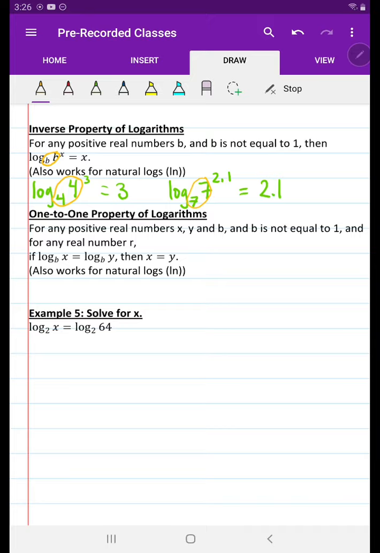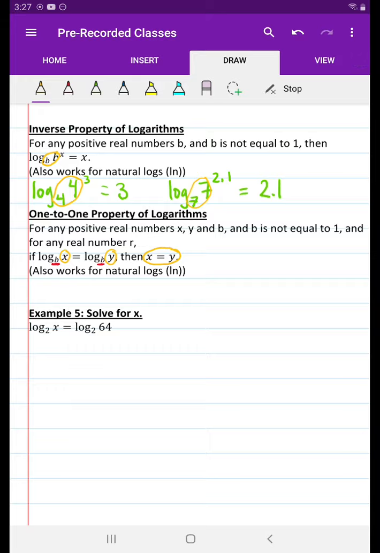And then the one-to-one property says that if your bases are the same and you have one log on either side of the equal sign set equal to each other, then your arguments also have to be equal. And so then we can come up with this relationship where you can drop your logs and set your arguments equal to each other. And so then you can just say x equals y.